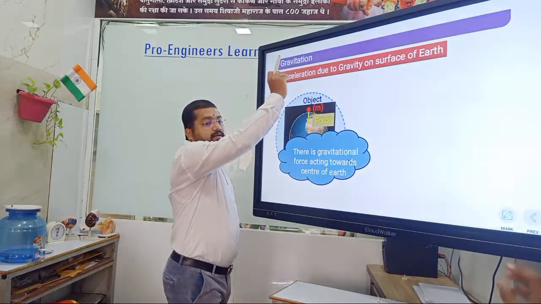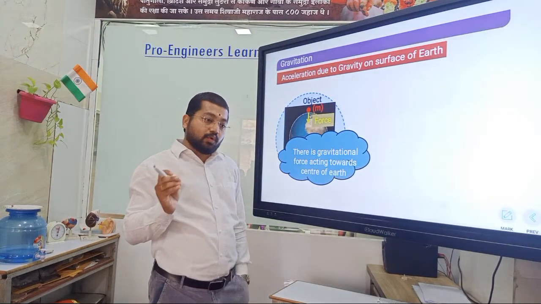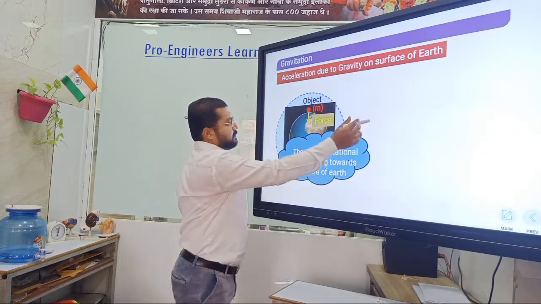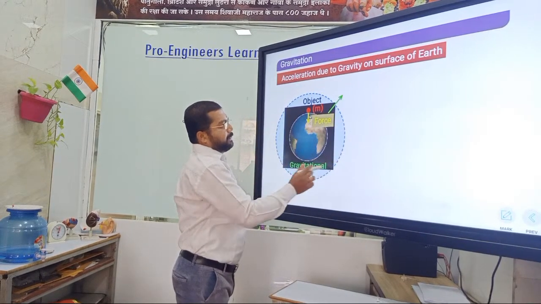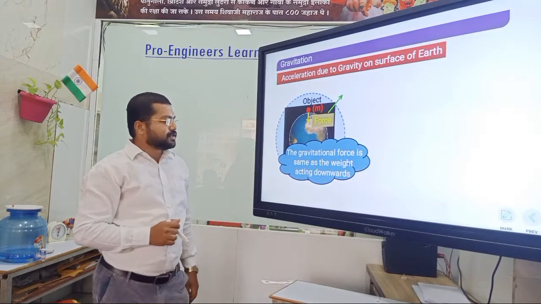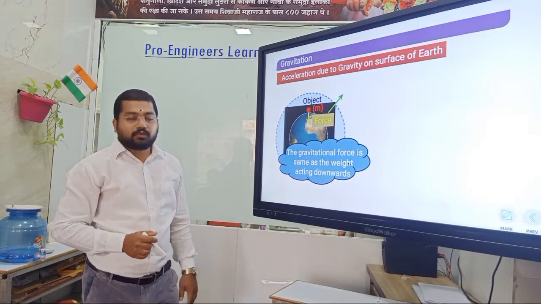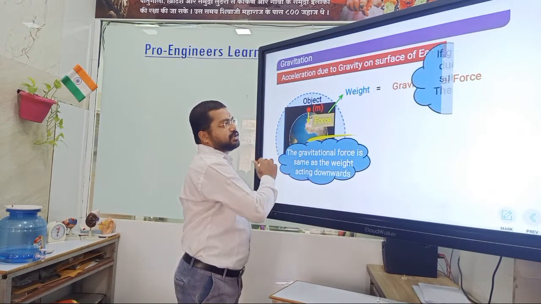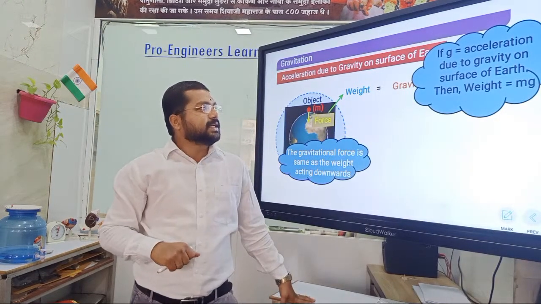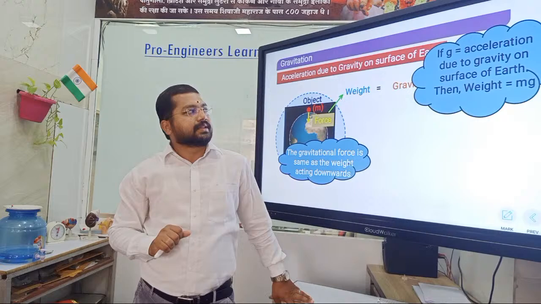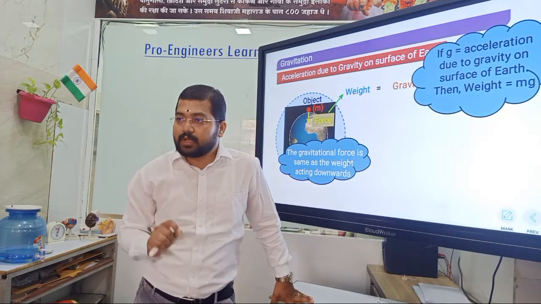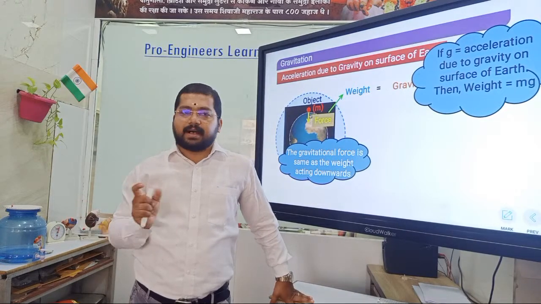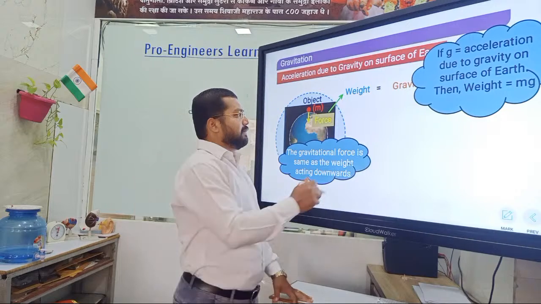The object was in the gravitational field but away from the Earth's surface. The gravitational force is the same as the weight acting downward. So weight is equal to gravitational force. If g is the acceleration due to gravity on the surface of Earth, then weight is equal to mg, mass into acceleration due to gravity.